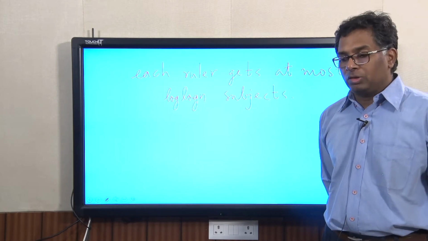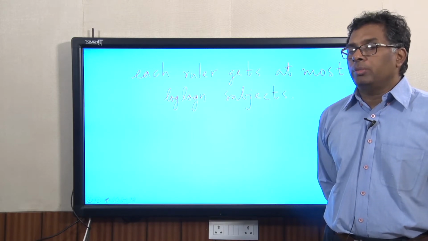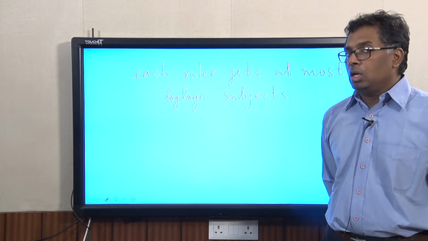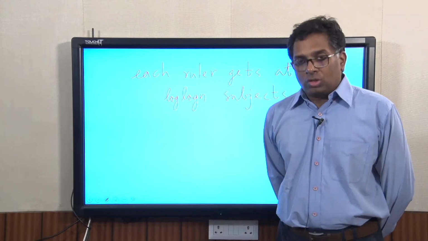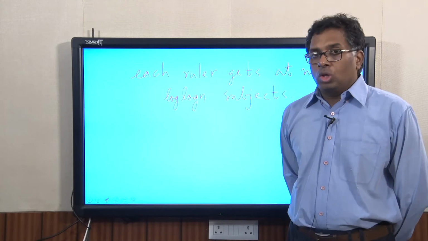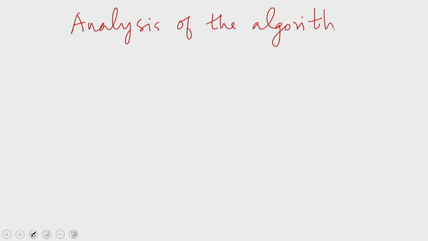When we do the analysis, we find that this will indeed ensure that the length of the list will be reduced from n to n by log n in order of log n time, using n by log n processors. So, that is the gist of the algorithm. Now, it remains to do the analysis of the algorithm. To do the analysis of the algorithm, we do a charging technique.